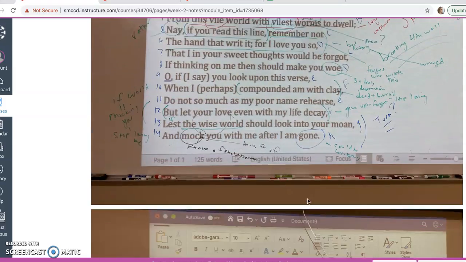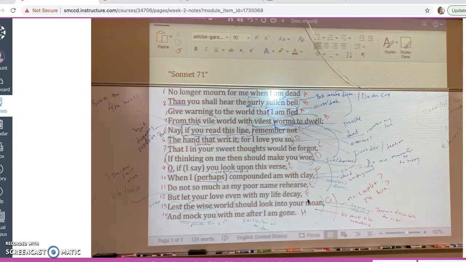Okay, let's look at Sonnet 171. Okay, so: "No longer mourn for me when I am dead, than you shall hear the surly sullen bell give warning to the world that I am fled from this vile world with vilest worms to dwell. Nay, if you read this line, remember not the hand that writ it, for I love you so that I in your sweet thoughts would be forgot, if thinking on me then should make you woe."